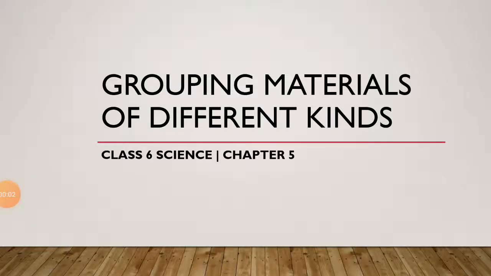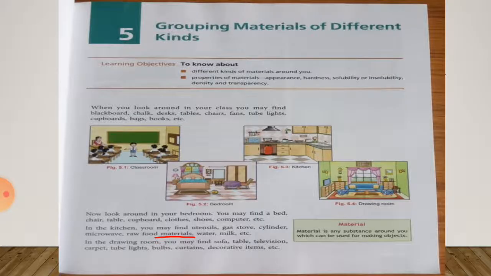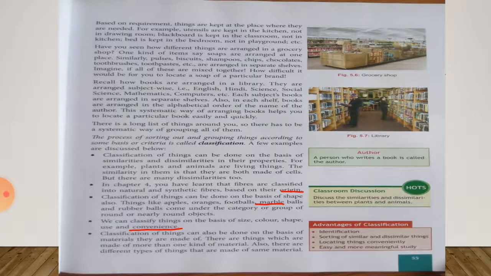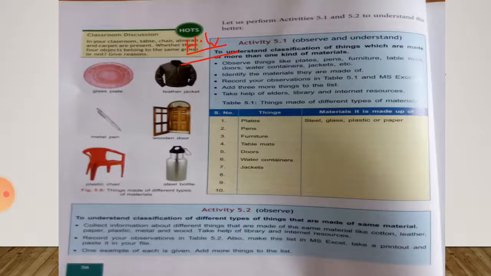Good morning classes. We were reading chapter 5, that is grouping materials of different kinds. In this chapter we have seen different kinds of materials around us. We have seen grouping of materials or things and classification of materials.